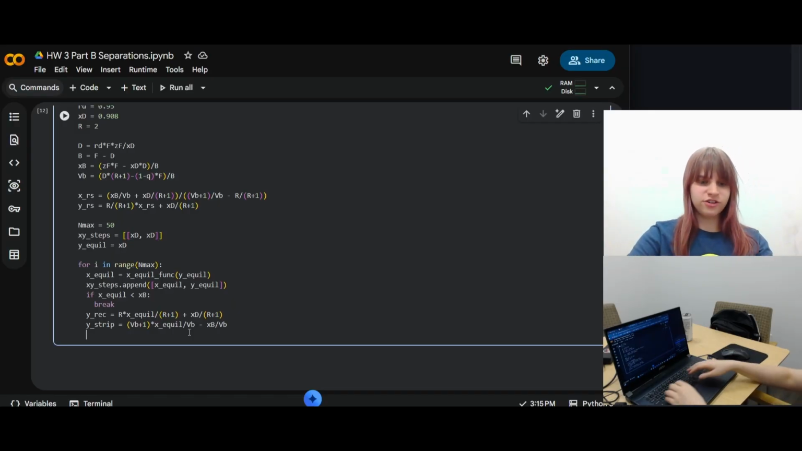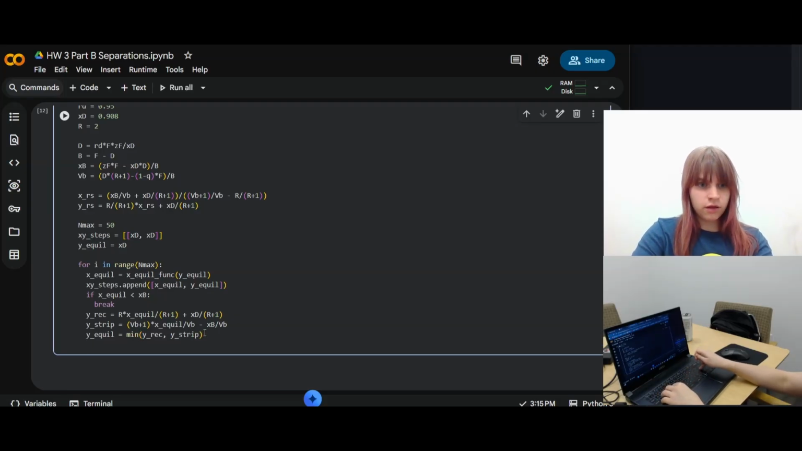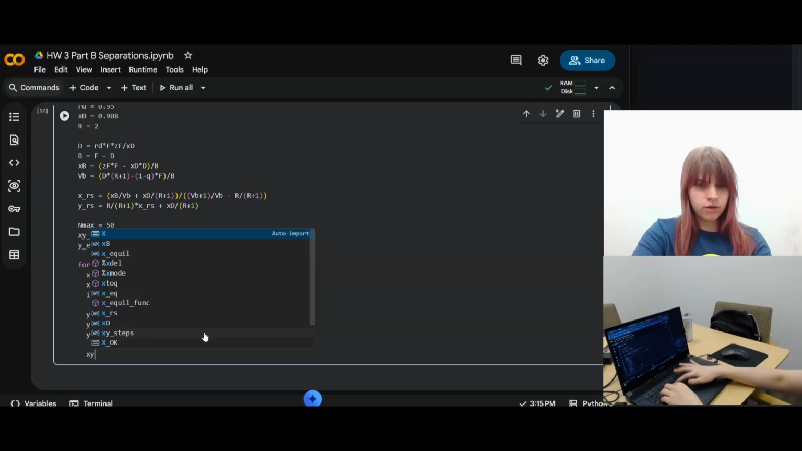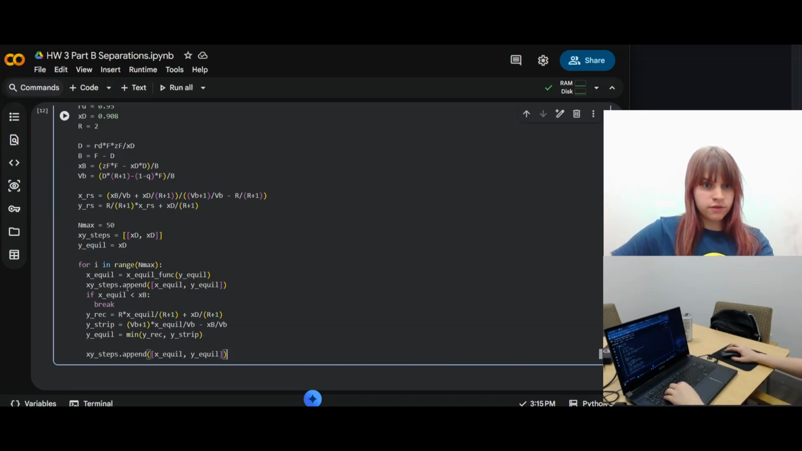So now that I've actually shown that, we're going to set the Y equilibrium as the minimum of Y rec and Y strip so that it can choose which one of those is the minimum. And we also want to append again the X equilibrium and Y equilibrium values, because they get updated throughout.